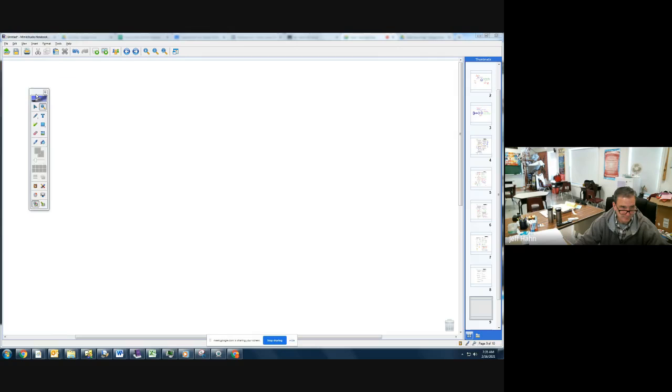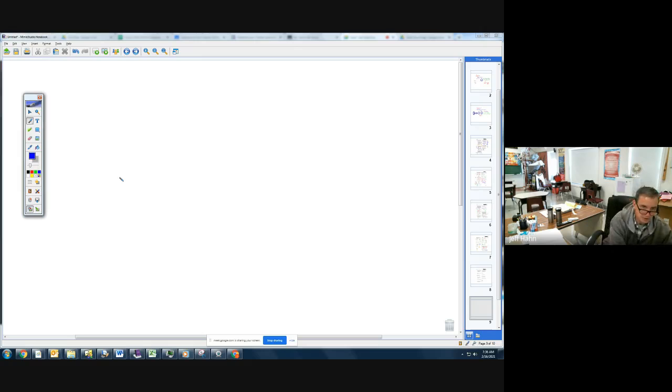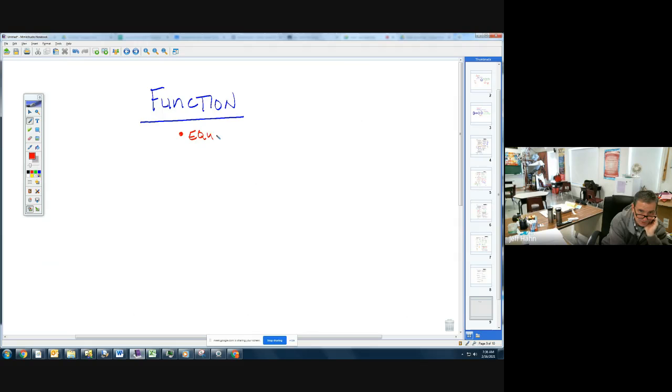Yes, on top, if you would write the word function. And this is one of those mathematical terms I've never really figured out why we use, but we do. If you just think like an equation, you probably would be okay with the word function.